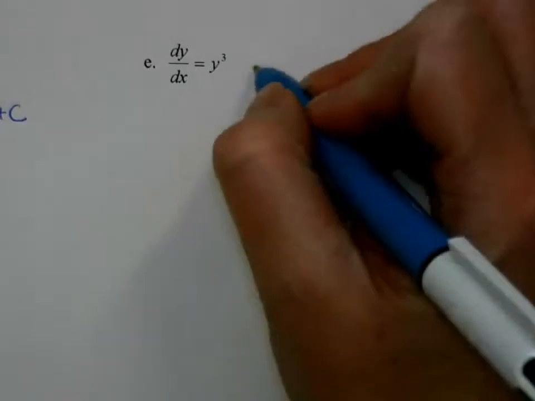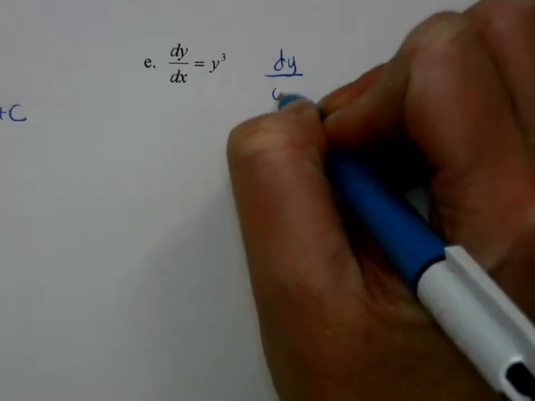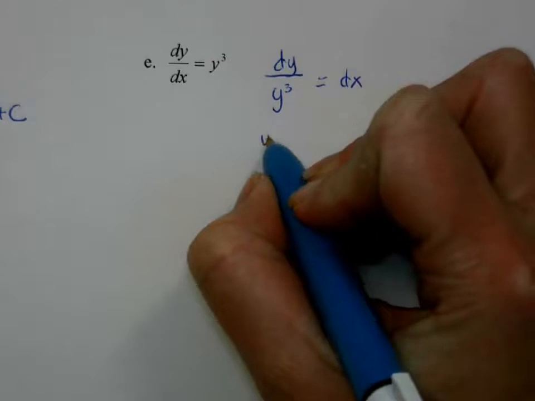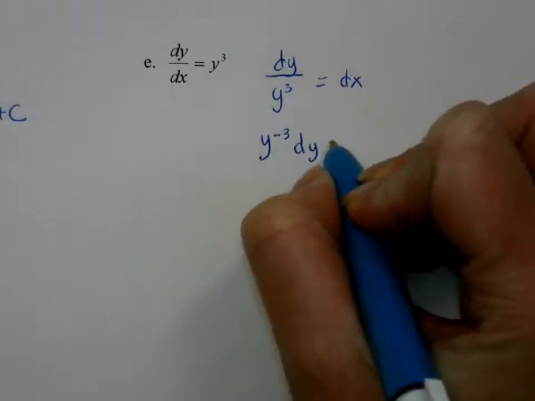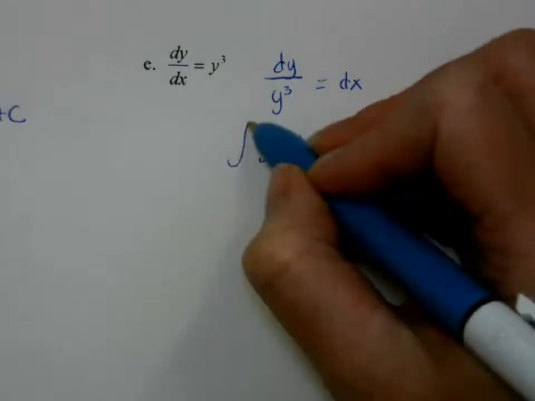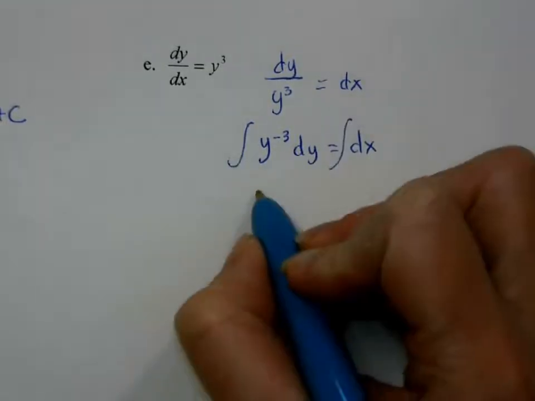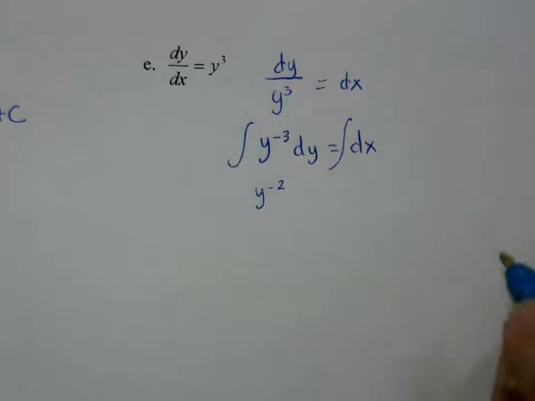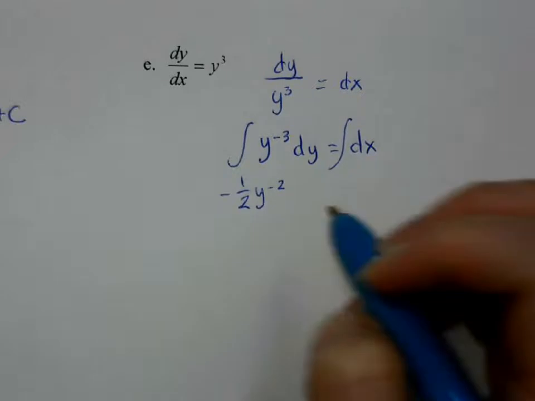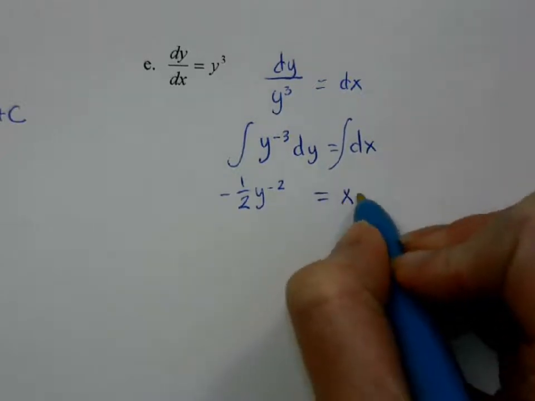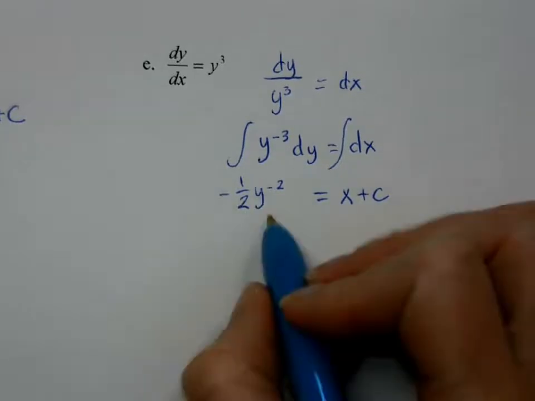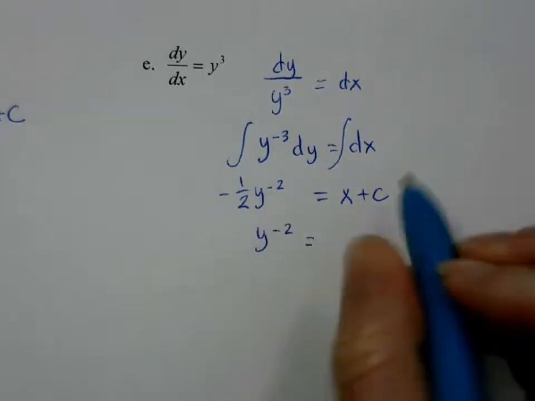This one, we're going to have dy over y cubed equals dx. I'm going to rewrite this as y to the -3 because it makes the power rule a little bit more obvious. So I'm going to add 1 to the power, which is going to make it to the -2, then multiply by -1/2 for the chain rule. Then on this side, I'm going to have x plus c. Now we want to solve for y here. So I'll multiply by -2.